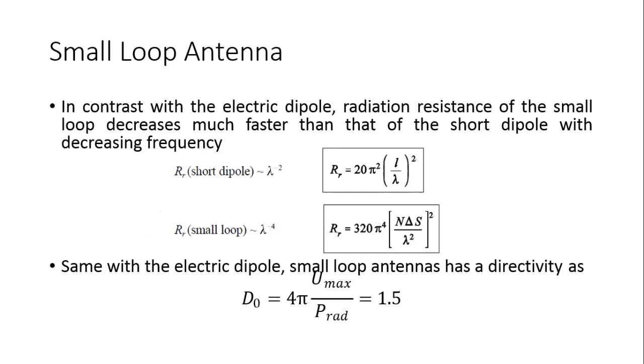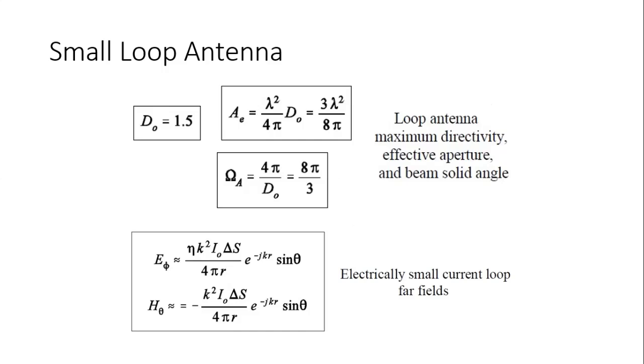For a short dipole, the radiation resistance R_r equals 20 pi squared times L by lambda, whole squared. R_r for a small loop antenna is proportional to lambda to the power of minus 4: R_r equals 320 pi to the power of 4 times n times delta S by lambda squared, whole squared. As with the electric dipole, a small loop antenna has a directivity D naught equal to 4 pi U maximum by P radiated, which is equal to 1.5. U maximum is the maximum radiation intensity of the loop antenna, and P radiated means the radiated power of the loop antenna. So D naught equals 1.5.